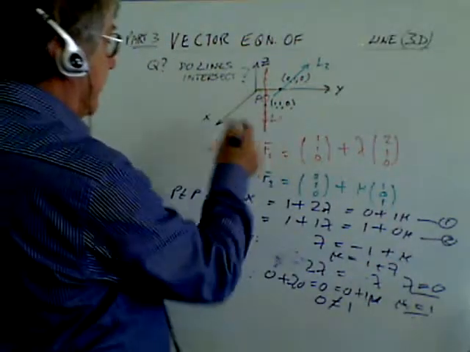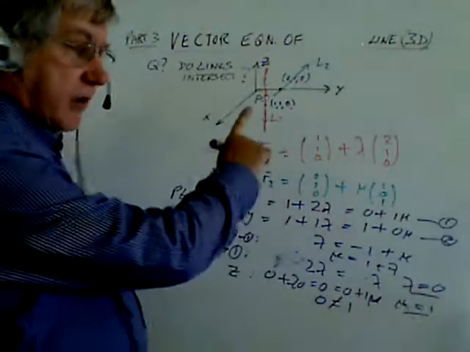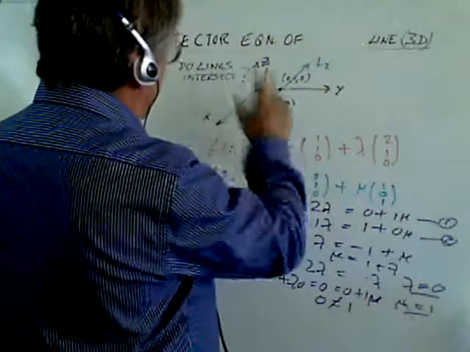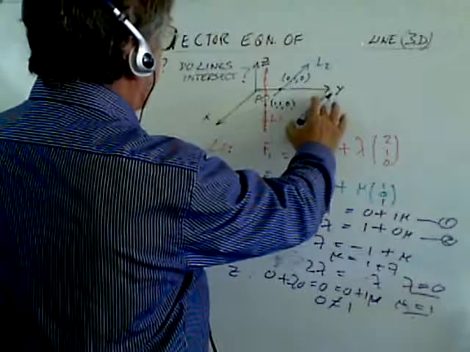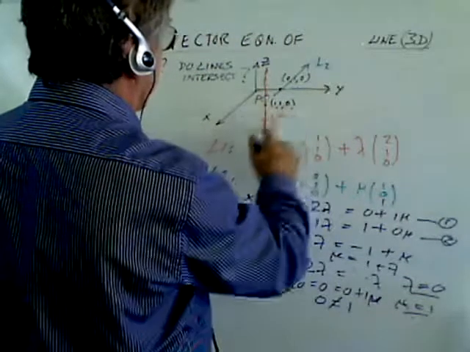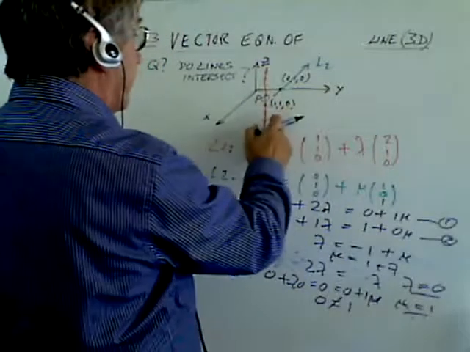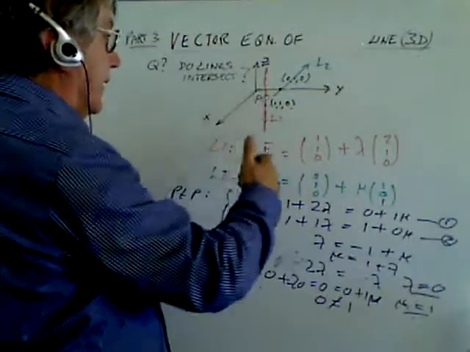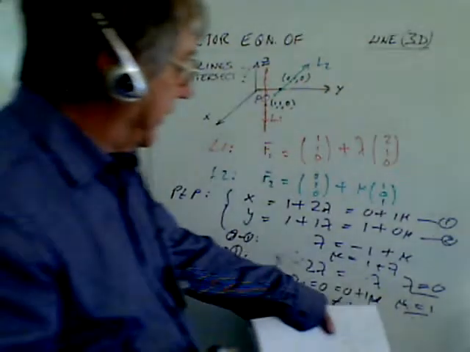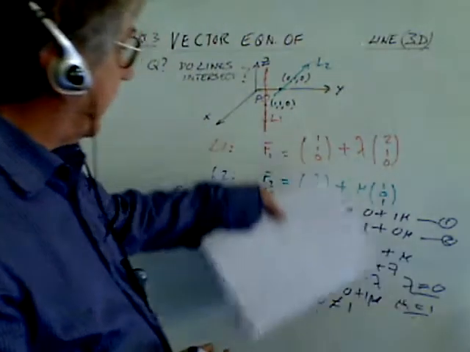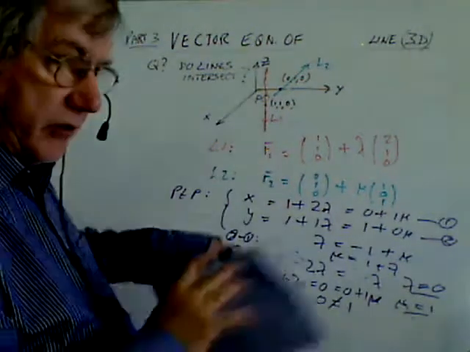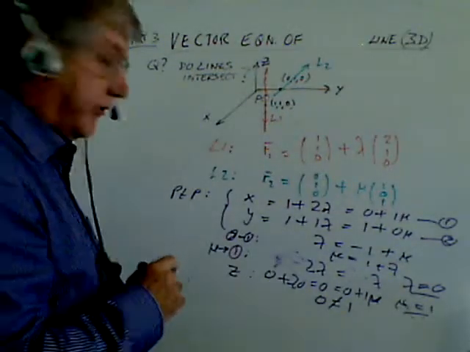So what I've done here is I found a value where these two lines cross the XY plane. Basically they don't intersect, because we cannot find a set of values that satisfy these equations. You only have to do this once. If it fails once, that's it. The lines do not intersect.